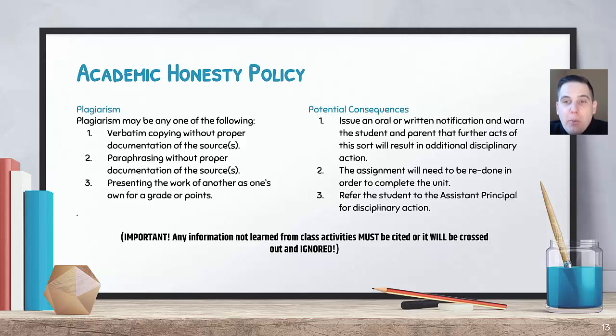For example, you might first get a written or oral notification to you and possibly to your parent, and definitely to your AR teacher, that you were plagiarizing. You were just straight up copying stuff from online somewhere or from another student. You will definitely have to fix that, because if you look down here at the bottom, any information not learned from class activities must be cited or it'll be crossed out and ignored, which could result in your assignments not being complete, because there'll be some part you didn't do with the part that I crossed out. The assignment may need to be redone.